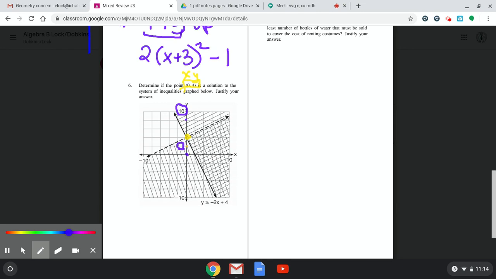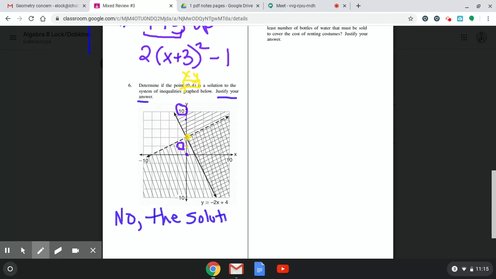No. Was that Lizzie? I think I heard. Yeah. Okay. So the answer is going to be no, but we need to explain. So justify your answer. Anyone have an explanation for us? No. The solution can't be on a dotted line. Okay. So the solution point cannot be on a dashed line.